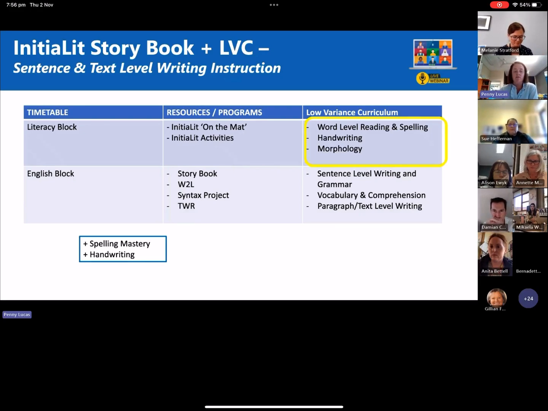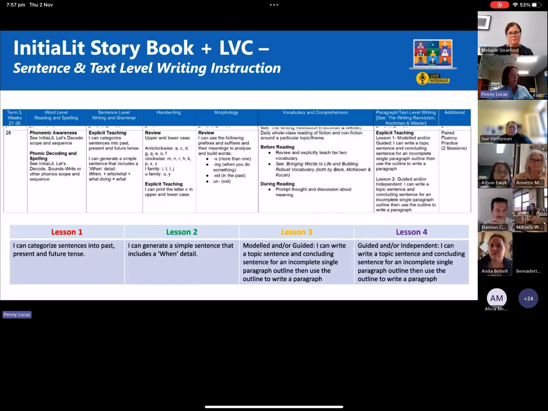And then I think of my English block as the block that covers the sentence level writing and grammar, my vocabulary and comprehension, and my paragraph and text level writing. So that's just how I've sort of divided it up, and I really, really like that literacy block and the English block. At Trinity, we also do spelling mastery, and I do a little bit more handwriting on a Friday. So that's that.